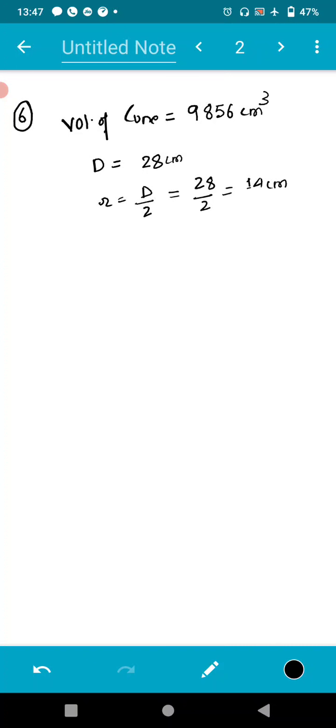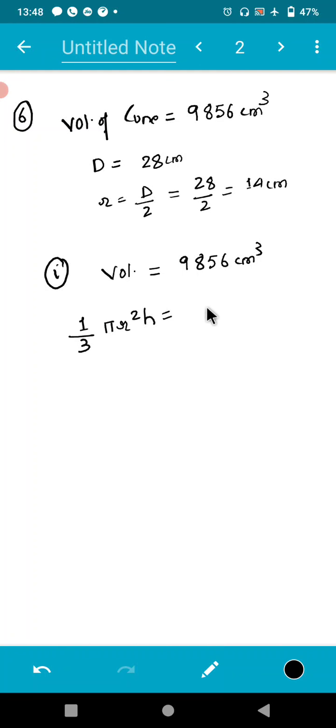Now as this question number 6 has 3 parts, let us do the first part first. In the first part we have to find out the height of the cone. Since the volume is given as 9856 centimeter cube, now what is the volume of cone? The value of the volume of cone is given. So what we'll do is we'll compare the formula with the value.